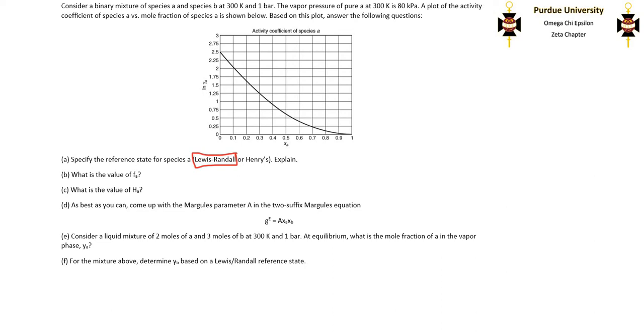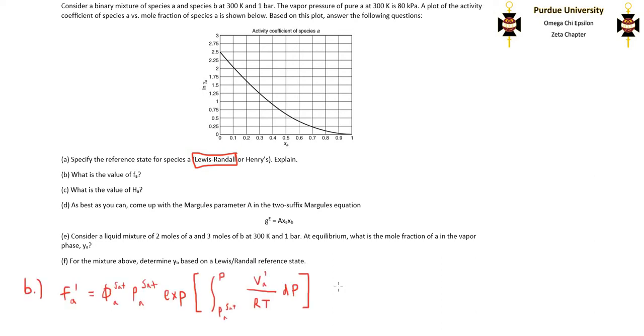Part B asks us to find the value of fA, the liquid fugacity of species A. To do this, I'm going to use equation 7.84 in the text, which gives an expression for the liquid fugacity of a species. At the conditions given in the problem, this expression can be simplified. The fugacity coefficient at saturation can be assumed to be 1 because the vapor pressure that we're given is just 80 kilopascals, which is less than 1 bar, so we can safely assume that the fugacity coefficient at saturation is going to go to 1.